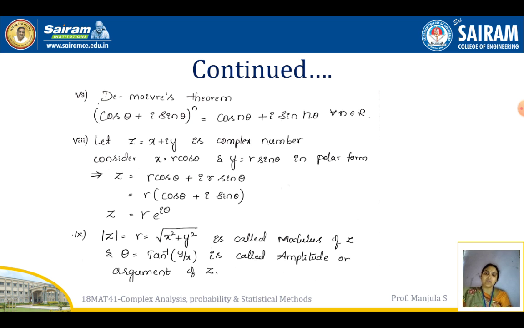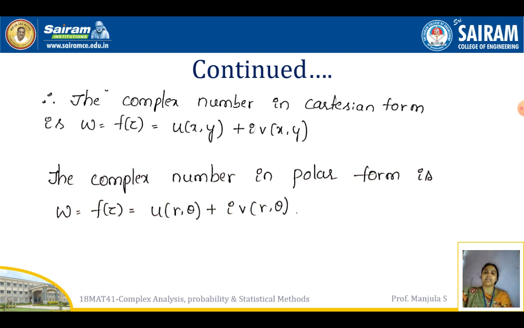So z equals x plus iy is in Cartesian form. In polar form, the value of z will be r into e to the power i theta. Now the modulus of z is nothing but r, which equals square root of x square plus y square, and theta equals tan inverse of y by x is called the amplitude or argument of z. So the complex number in Cartesian form is w equals f of z.